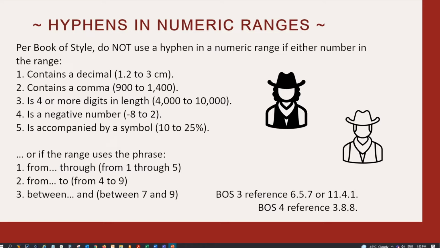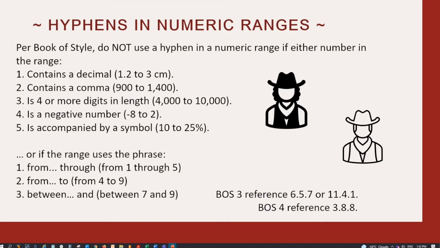If you've got a negative number in that range, or if either of the numbers is accompanied by a symbol, think of percent signs, dollar signs, negative symbol, positive symbol. And then if that range uses the phrase from and through, so from 1 through 5, from and to, so from 4 through to 9, between and, so between 7 and 9. If any of those things occur in your numeric range, you don't use the hyphen.